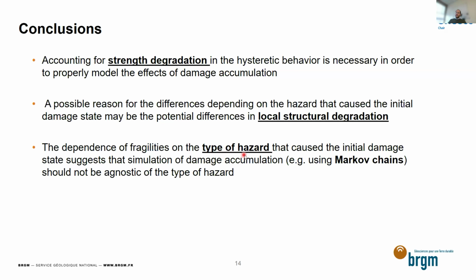And then, given our finding that the fragility curves seem to depend on the type of hazard, maybe these approaches need to take this fact into account, for example, in their transition matrices.